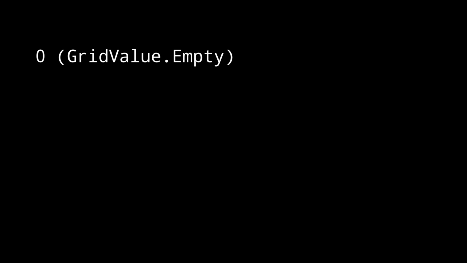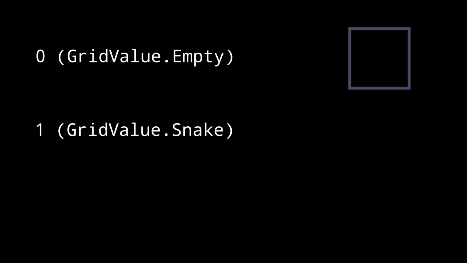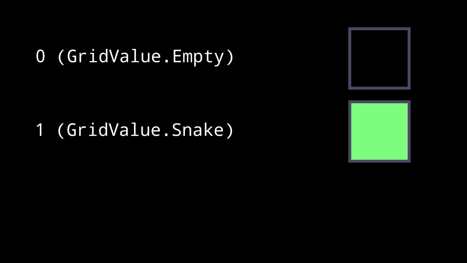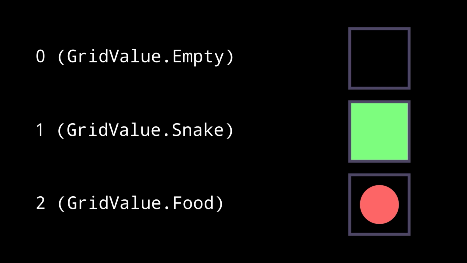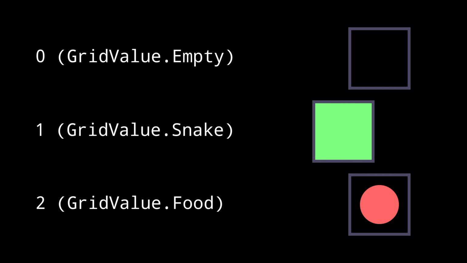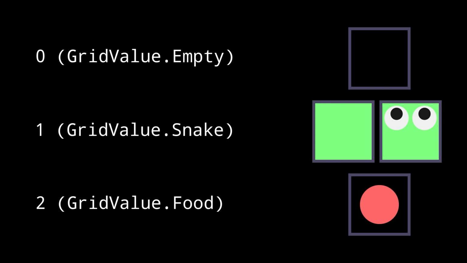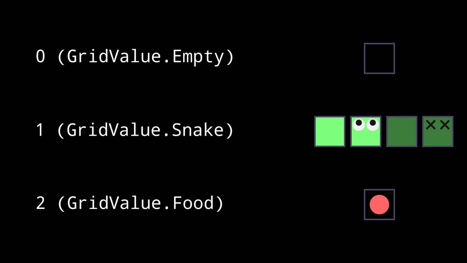For an empty grid position, we show the empty image asset. For a snake position, we show the body asset. And for the food position, we show the food asset. Later, we will also add eyes to the snake using the head asset. And when the snake dies, we will use the dead snake images as well.